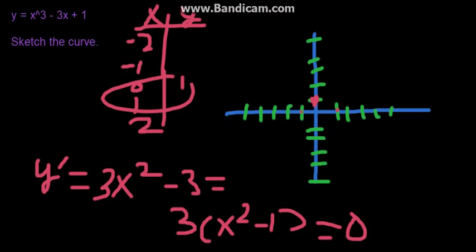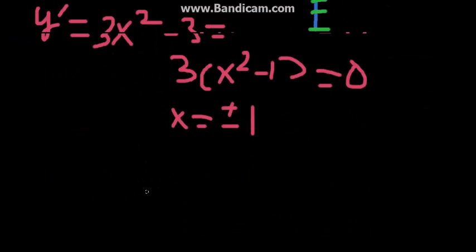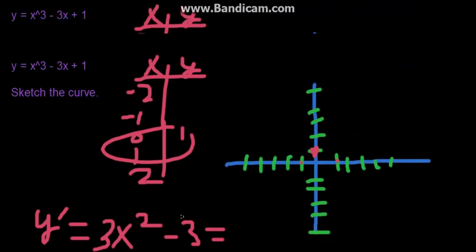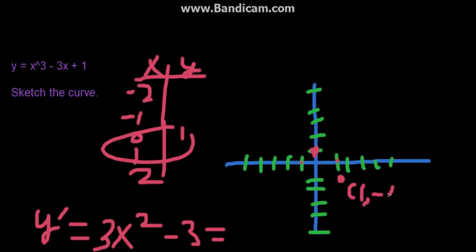Okay, so now we just have to find the y. So now we just have to calculate y for x equals 1 and -1. If we plug in 1, 1 cubed is 1 minus 3, that's -2, and plus 1 that's -1. So 1 is (1, -1). And for -1, it's -1 plus 3, so that's 2, and plus 1 that's 3. So (-1, 3).